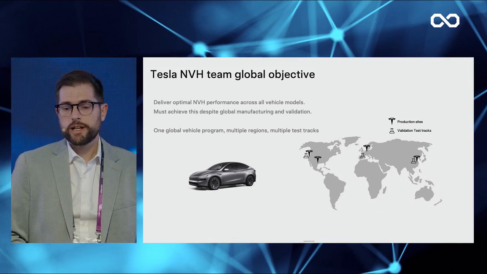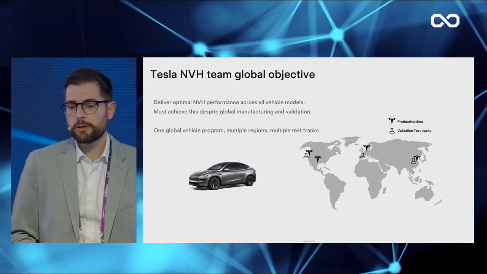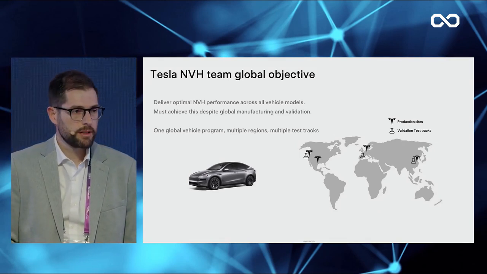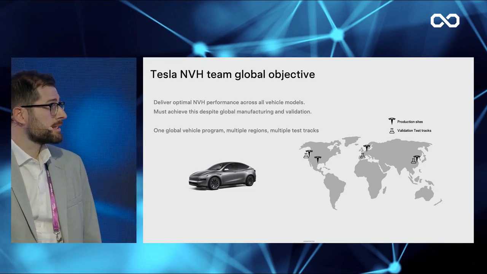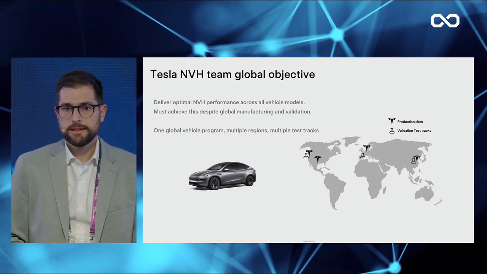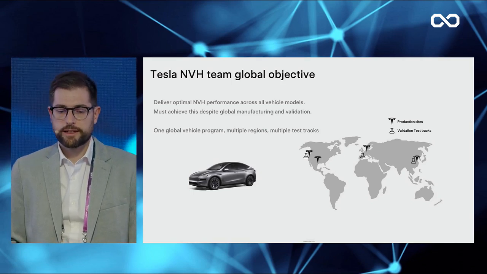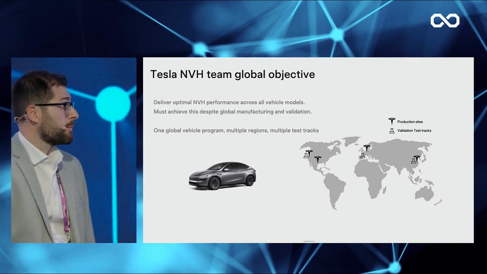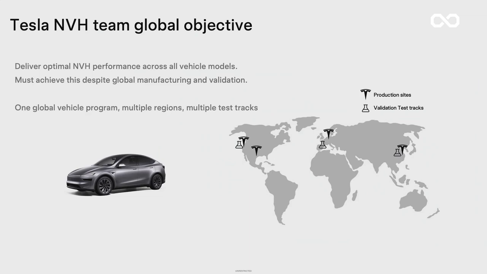The global NVH objective of our team is quite straightforward: deliver optimal and consistent NVH performance across all vehicle programs. The challenge is that a single vehicle program is validated globally, produced in multiple sites, and tested on different tracks. So each of them has different characteristics. Let's consider, for example, Model Y, which is produced in 4 different sites and validated on 3 different proving grounds. So the same car can sound very different, depending on where it has been tested.